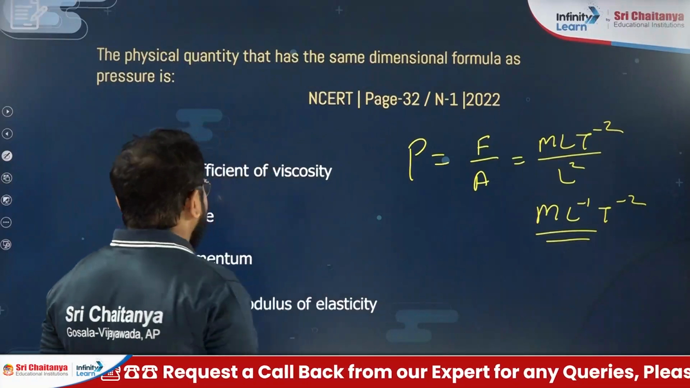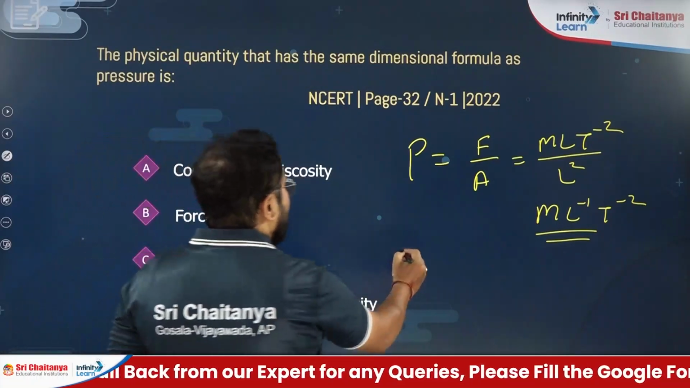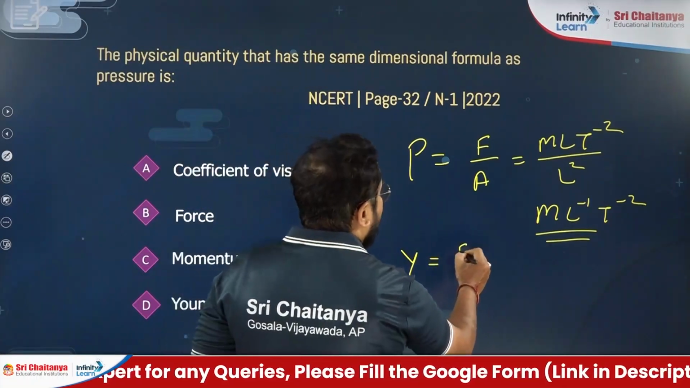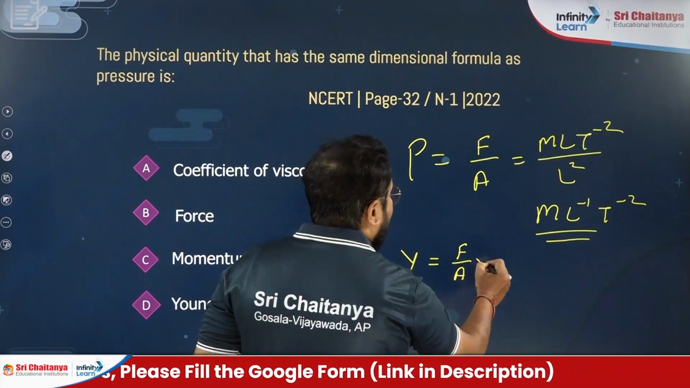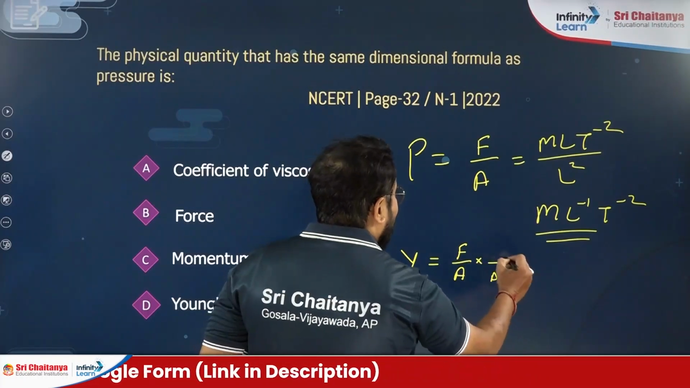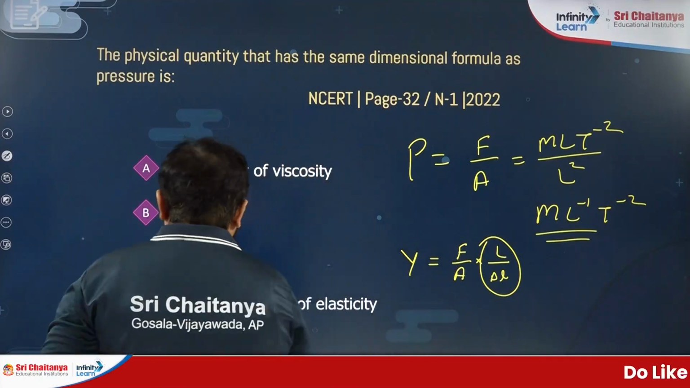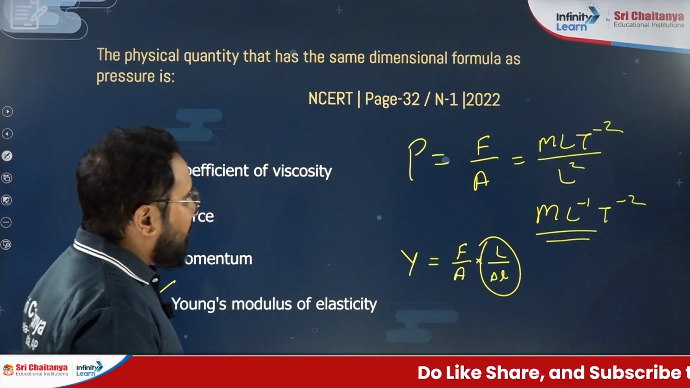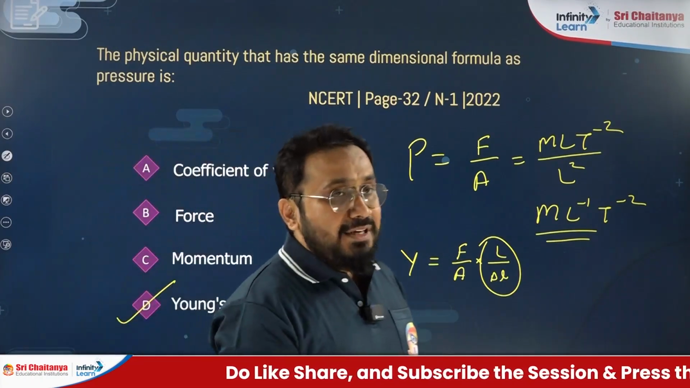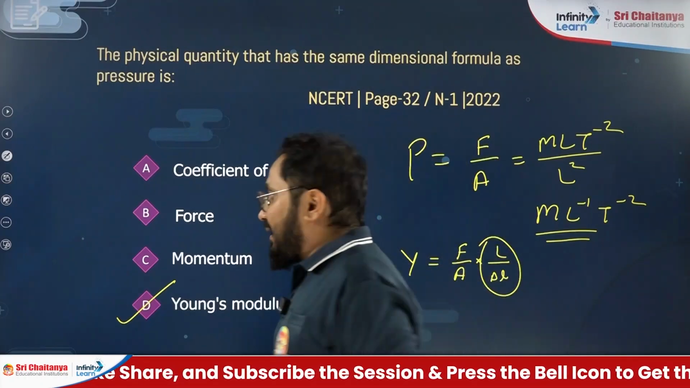So who is having it? Very clearly we know that Young's modulus. What is the Young's modulus? Force upon area multiplied by delta L by L. So this is a strain, a dimensionless quantity. Hence Young's modulus will have the same dimension as the pressure.